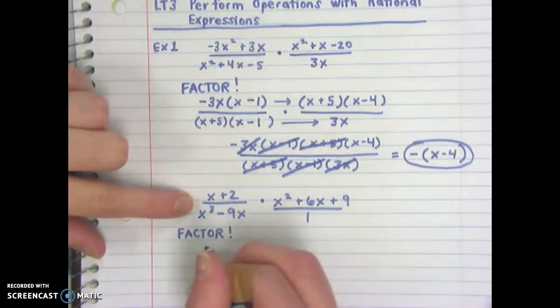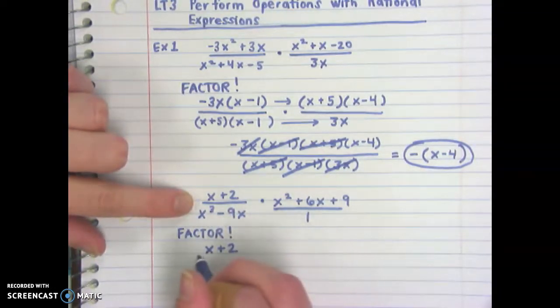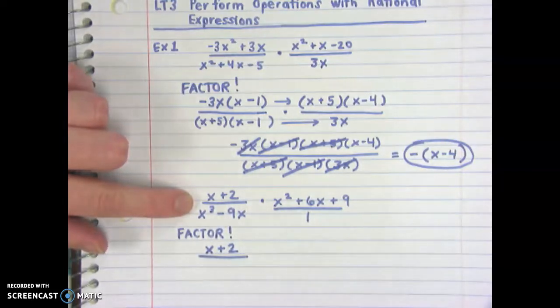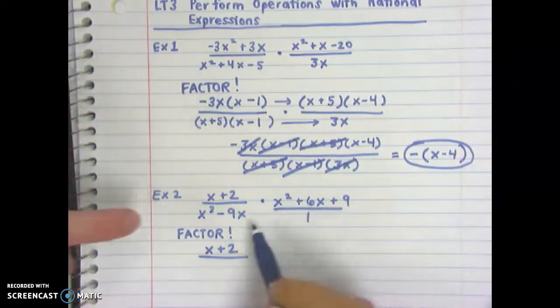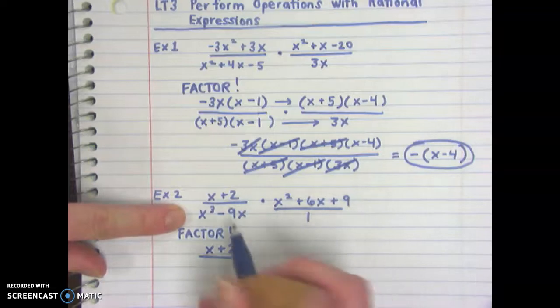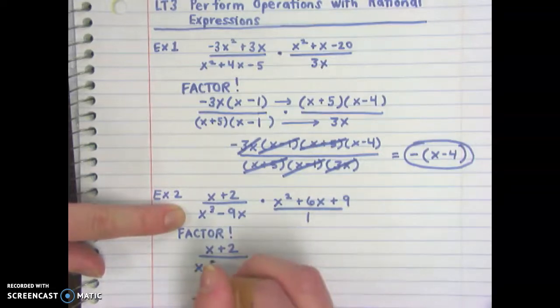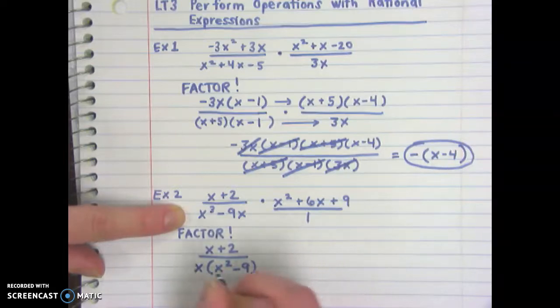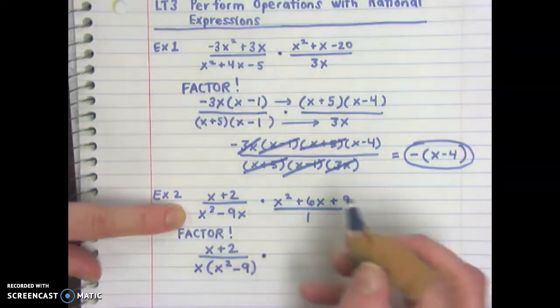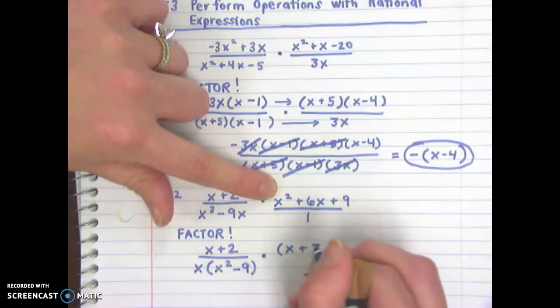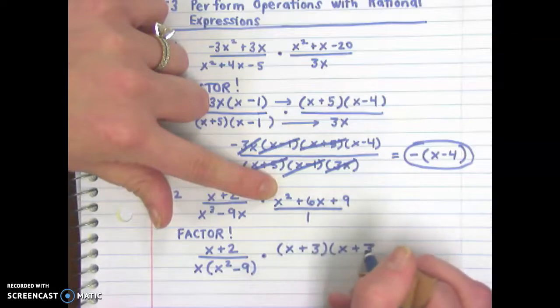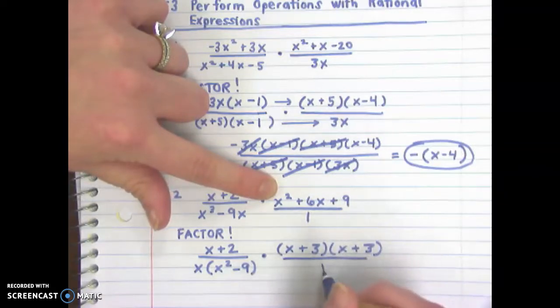First expression, x plus 2, cannot be factored. So now again would be a good time to freeze the video and see if you can factor these by yourself. The denominator I can factor out an x. That's my GCF. I'm left with x squared minus 9. I know that can be factored further. I'll do that in the next step. Second expression, two numbers that multiply to 9 and add up to 6, x plus 3, x plus 3. And then 1 cannot be factored.